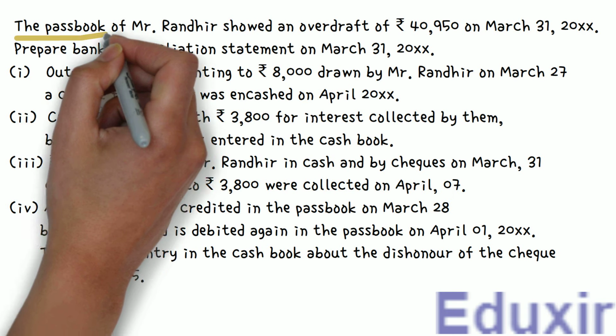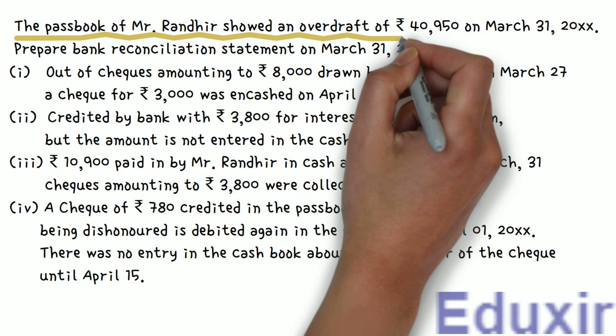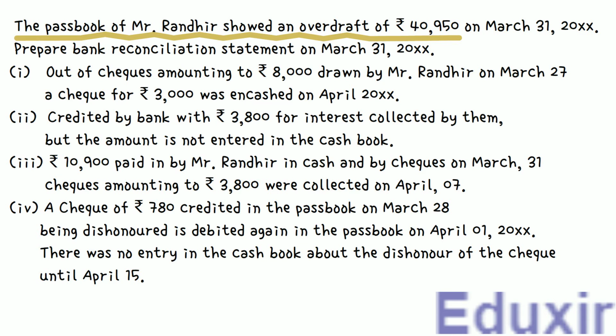Here it is given that the overdraft balance as per the passbook is 40,950 rupees. As you know, the overdraft balance means that there is a debit balance in the passbook, and we call the overdraft or debit balance as unfavorable balance of passbook. So in this problem, the debit or overdraft balance as per the passbook is given, and we need to find the balance in the business cash book. Let us first enter these details into the bank reconciliation statement.